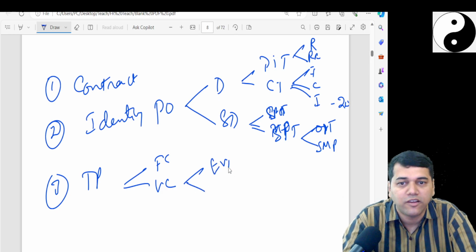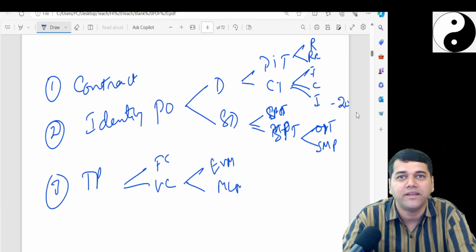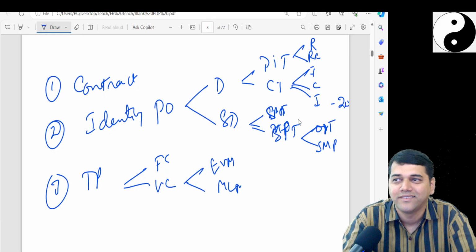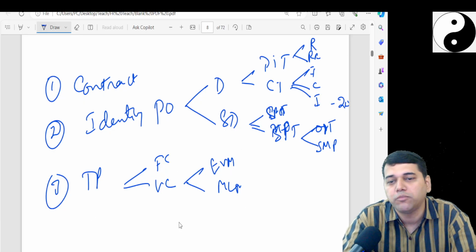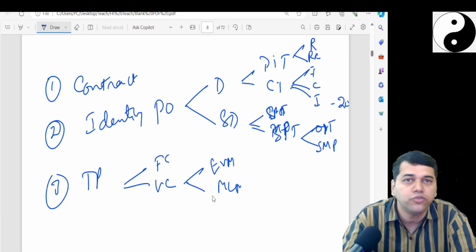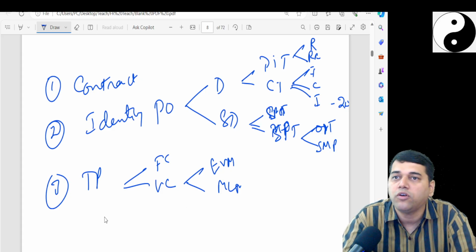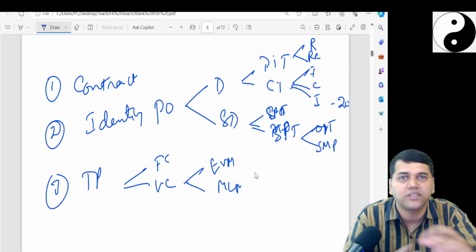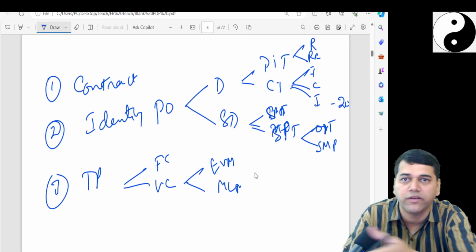This is the expected value method and the most likely method. See, mind mapping. Easy, no? So expected value and the most likely method. But whichever method you use, you have to constrain. Then we discussed how to give the discount, passing it on. This is what we are doing.